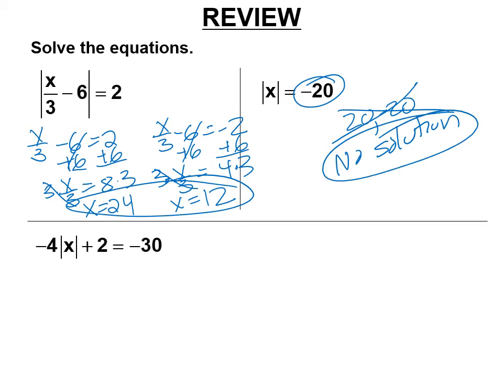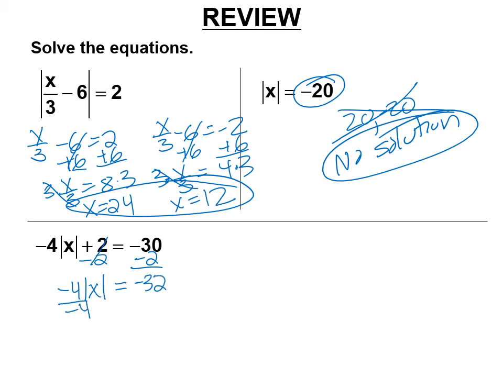All right, so at the very end of the test, you're going to have ones where you need to isolate the absolute value first, right? The absolute value is not isolated yet. We have to get rid of this negative 4 that's multiplying it and this plus 2 that's adding to it. So we typically do our adding, subtracting first. We get negative 4 times the absolute value of x equals negative 32.